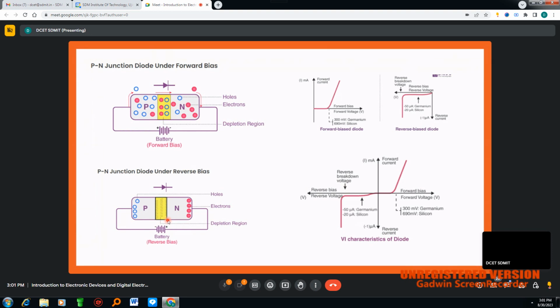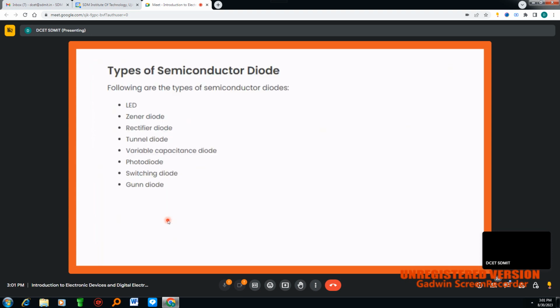So that is the understanding from the PN junction diode can be used as a switch. During the forward bias, it is switch on condition. During the reverse bias, switch off condition. Now here there are different type of semiconductor diodes. So now in the present market we are using LED. LED is nothing but light emitting diode. This is also one type of diode. And Zener diode, rectifier diode, tunnel diode, variable capacitance diode, photodiode, switching diode, gun diode.